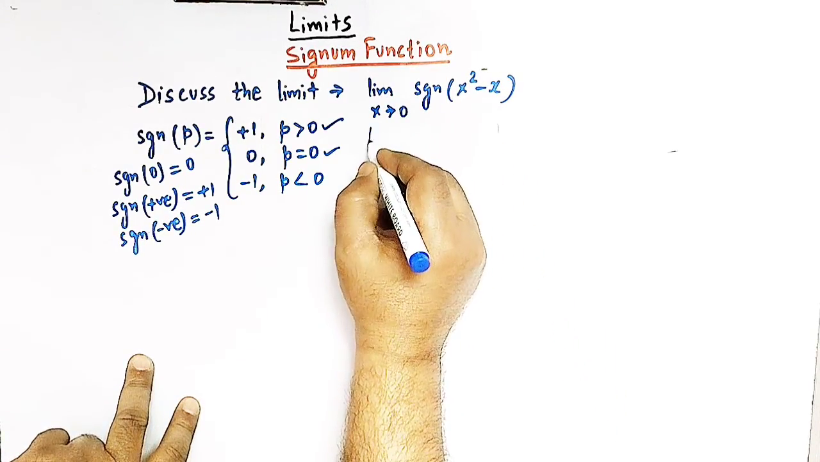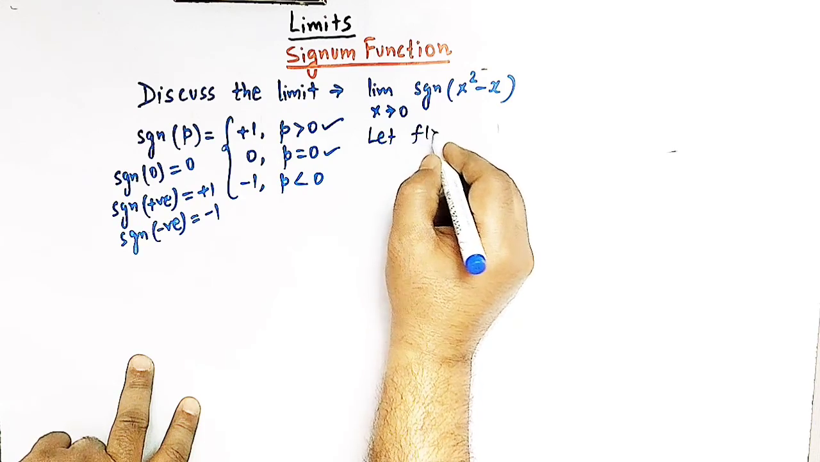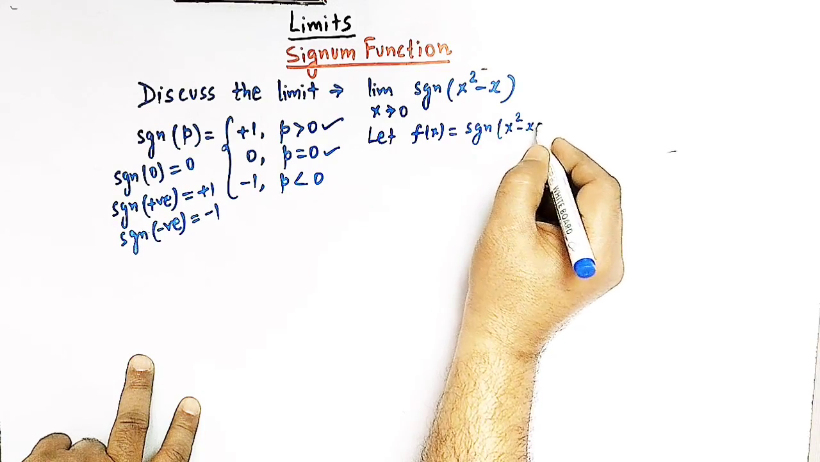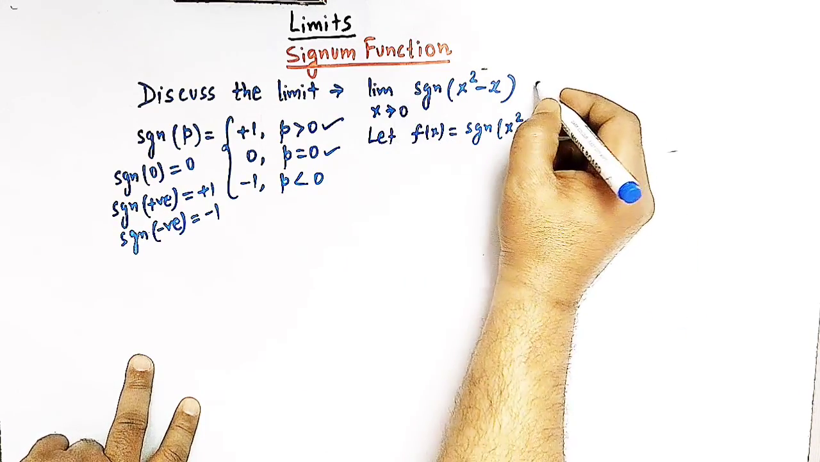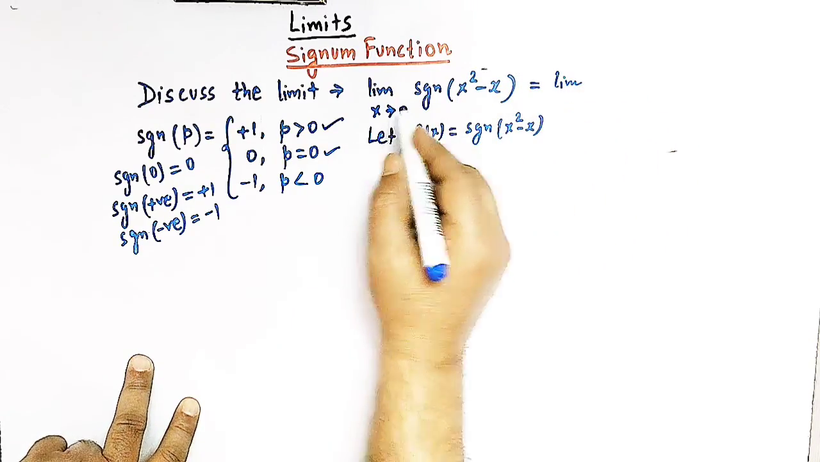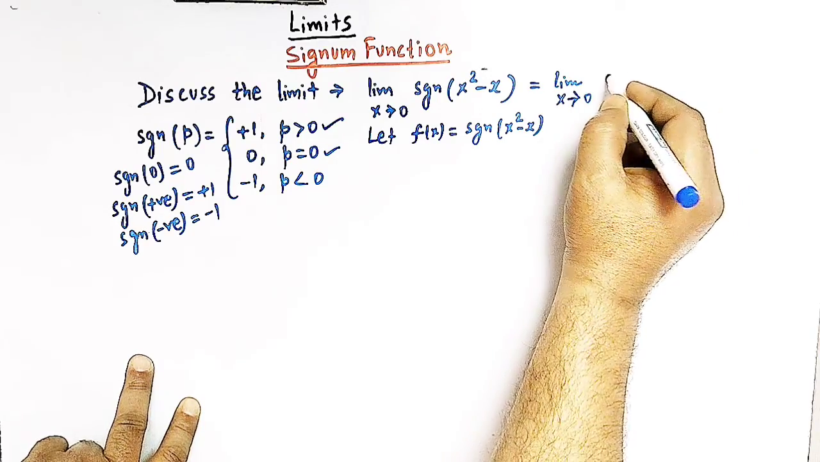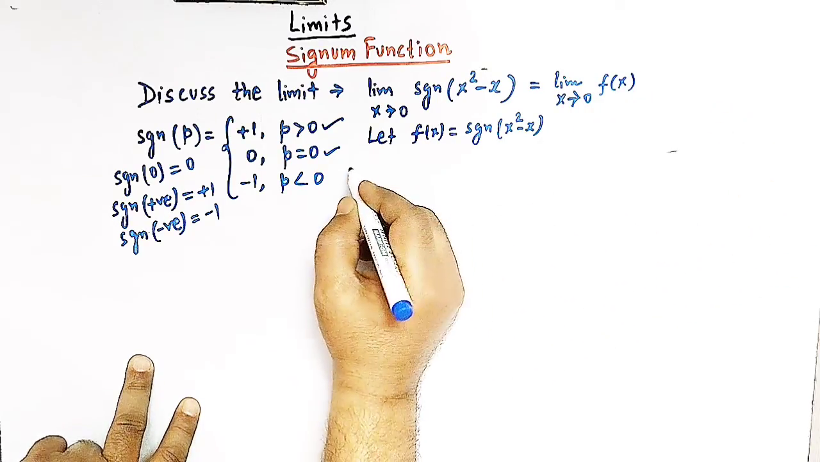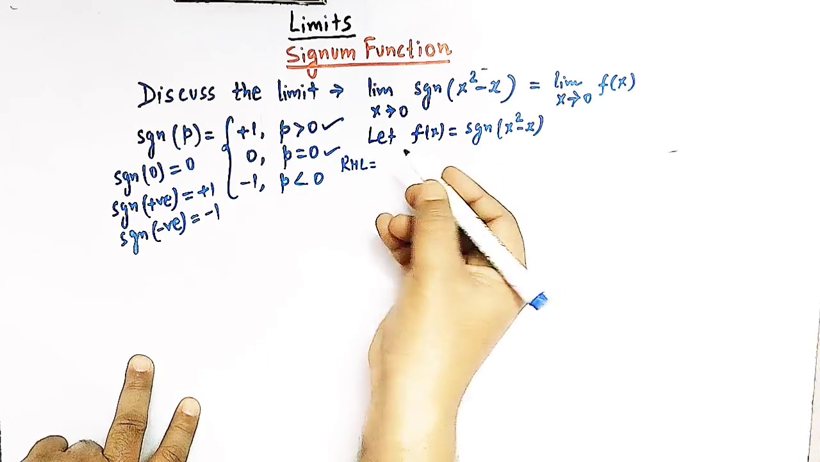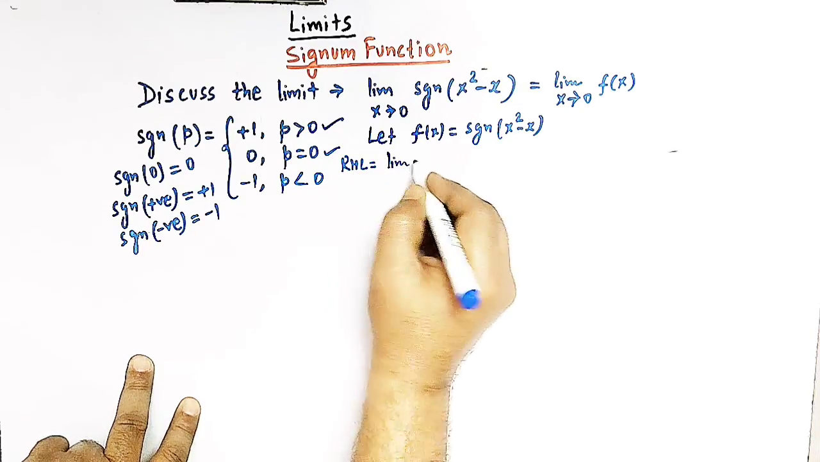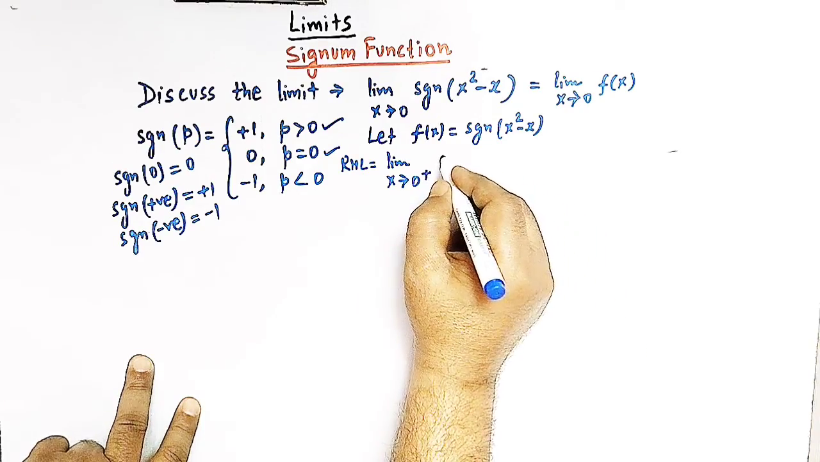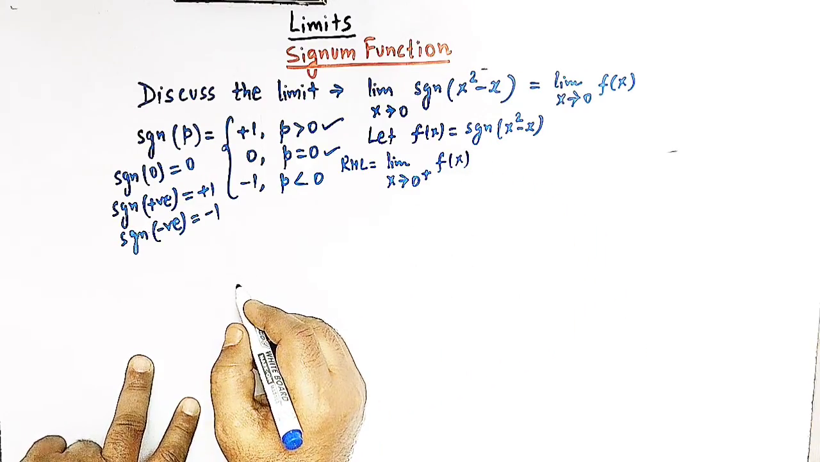So now let us take this function as f of x. So we have f of x is equal to signum of x square minus x. And we have to check the existence of the limit as x tends to 0 of the function f of x. So let us first find the right hand limit. The notation for a right hand limit is given by limit, and here we write x tends to 0, and here we put a positive sign, and here we have f of x.